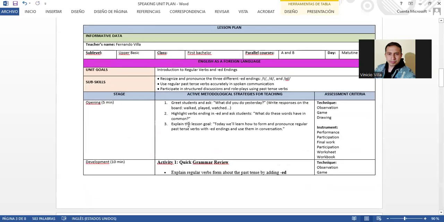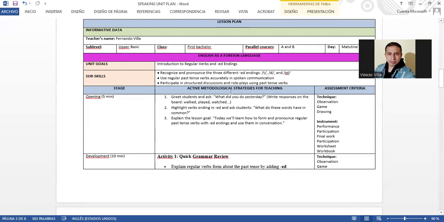Let's analyze the first one, opening. But before analyzing the first step, I would like to share with you the unit goals: introduction to regular verbs and ED endings. Subskill, recognize and pronounce the three different ED endings, T, D, and ID. Well, the requirement is to record a video of no more than 20 minutes. So I'm going to explain very fast each one of them.